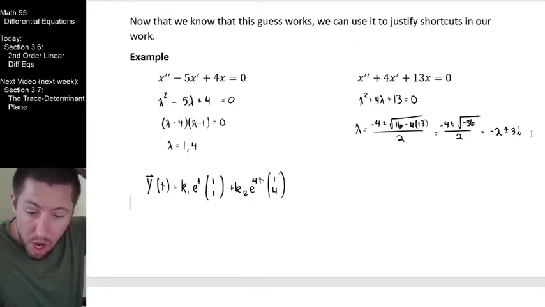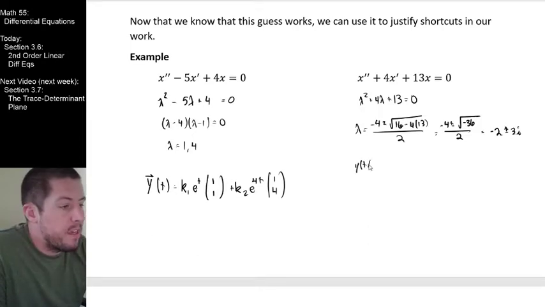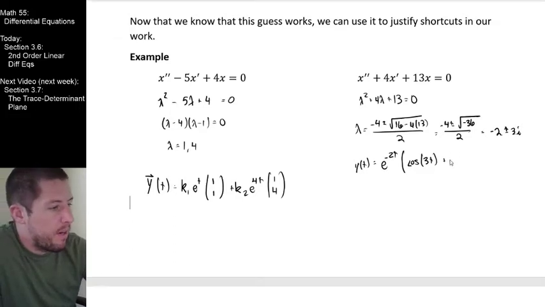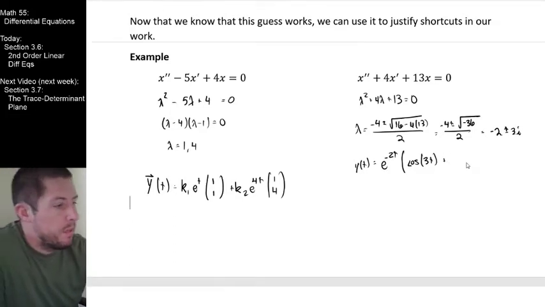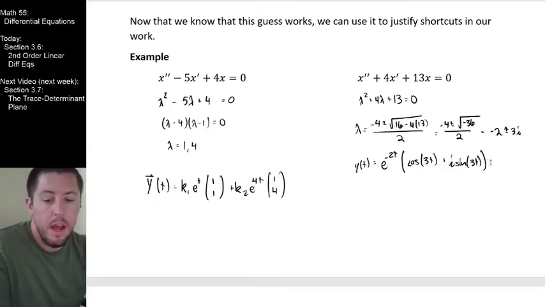So we kind of know automatically what our general solution should look like here for this guy. We know that we should be getting some x of t being our e to the negative 2t times e to the 3it, where we use Euler's formula to get our cosine of 3t plus i sine 3t, right? This is from our complex eigenvalue section right here.